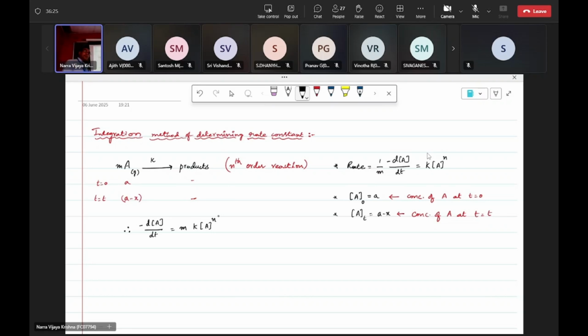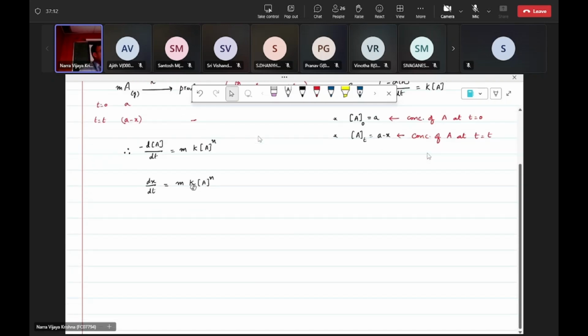What is the meaning of minus dA by dt? Change in concentration of A. So what do we write? Final concentration minus initial concentration. What is the final concentration? A minus x, minus initial concentration A. Minus of minus x, so can I write this as dx by dt? When time is t, change is x. If time is dt, change is dx. So dx by dt equal to m into k concentration of A power n.